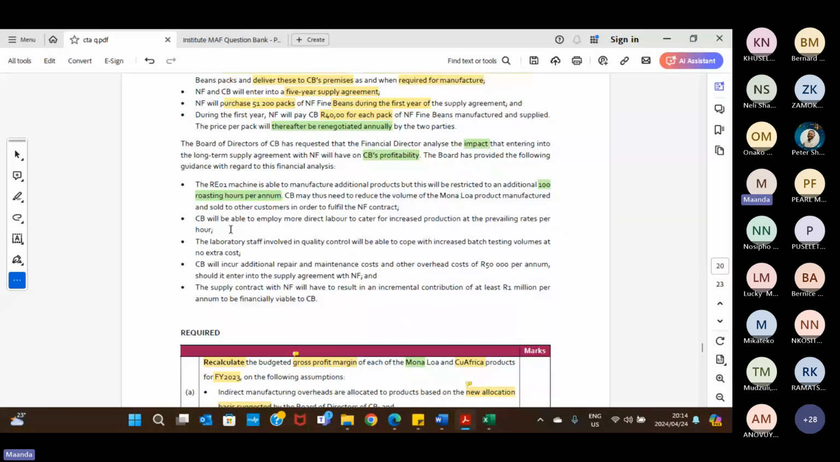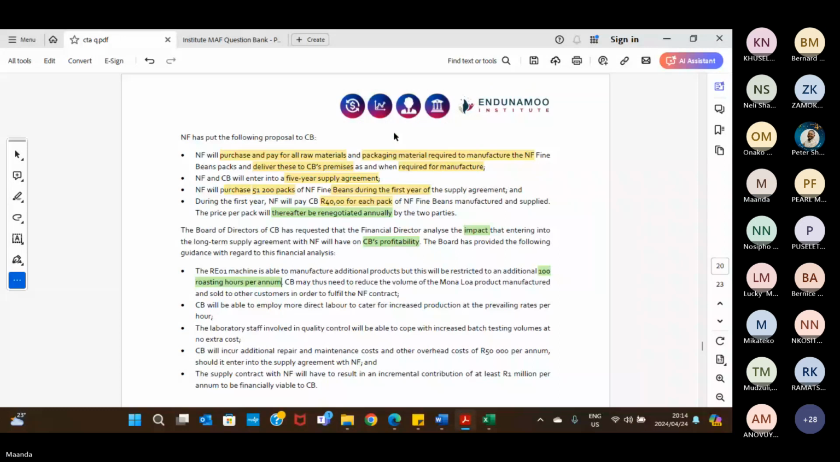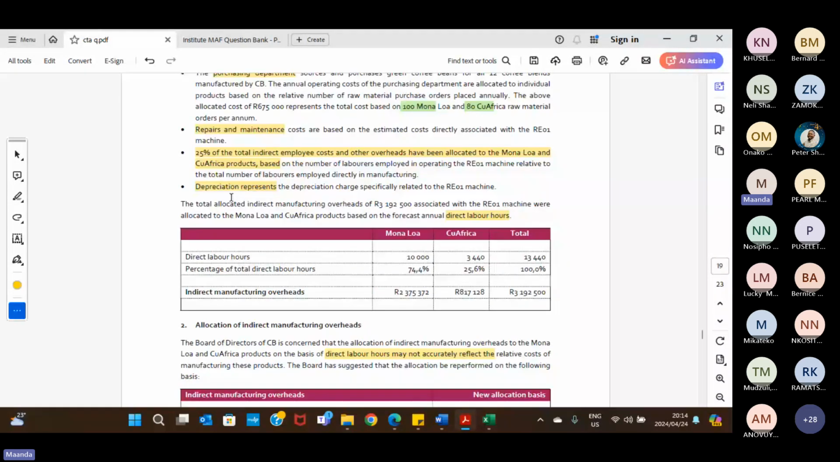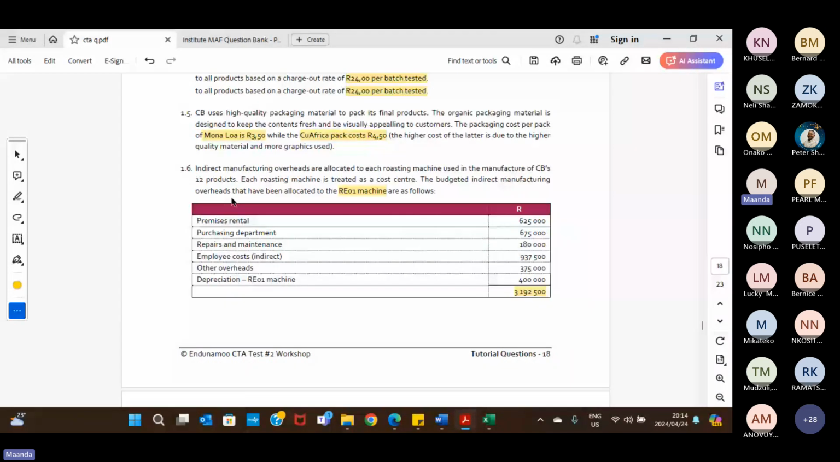What do you mean by that? To say that it's going to be restricted to this 100 hours. It means I have to determine how many hours the NF fine beans will take. If I determine the hours of the NF beans that I'm doing for them, because they gave me the packs and I have the kg, and we were told that it's the same thing as what we are doing, and we have the minutes and the batch and all that, so I can determine the hours.